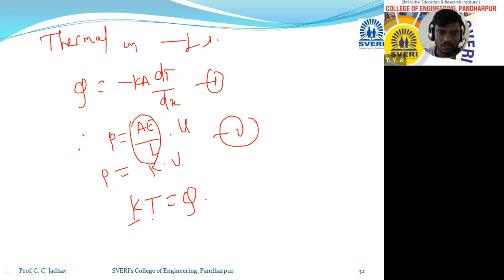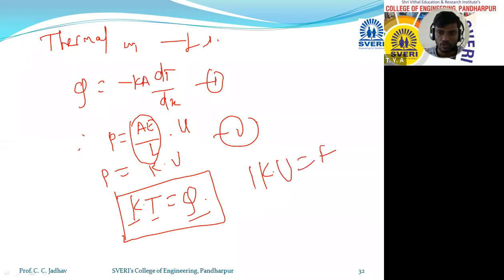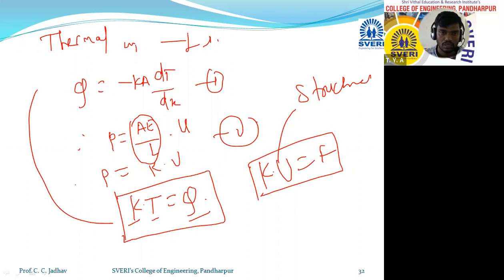Thermal conductivity constant, temperature and heat. So this is the formula for the thermal analysis. आपला ह्याला काय होता, स्ट्रक्चरल अनालिसिसला K into U is equal to F. हा फॉर्म्युला तुमचा कशासाठी होता, स्ट्रक्चरल साठी. हा कशासाठी आहे तुमचा, थर्मल साठी. ठीक आहे. रिमेंबर, जस्ट रिमेंबर द फॉर्म्युलाज, एव्हरीथिंग इज इझी.